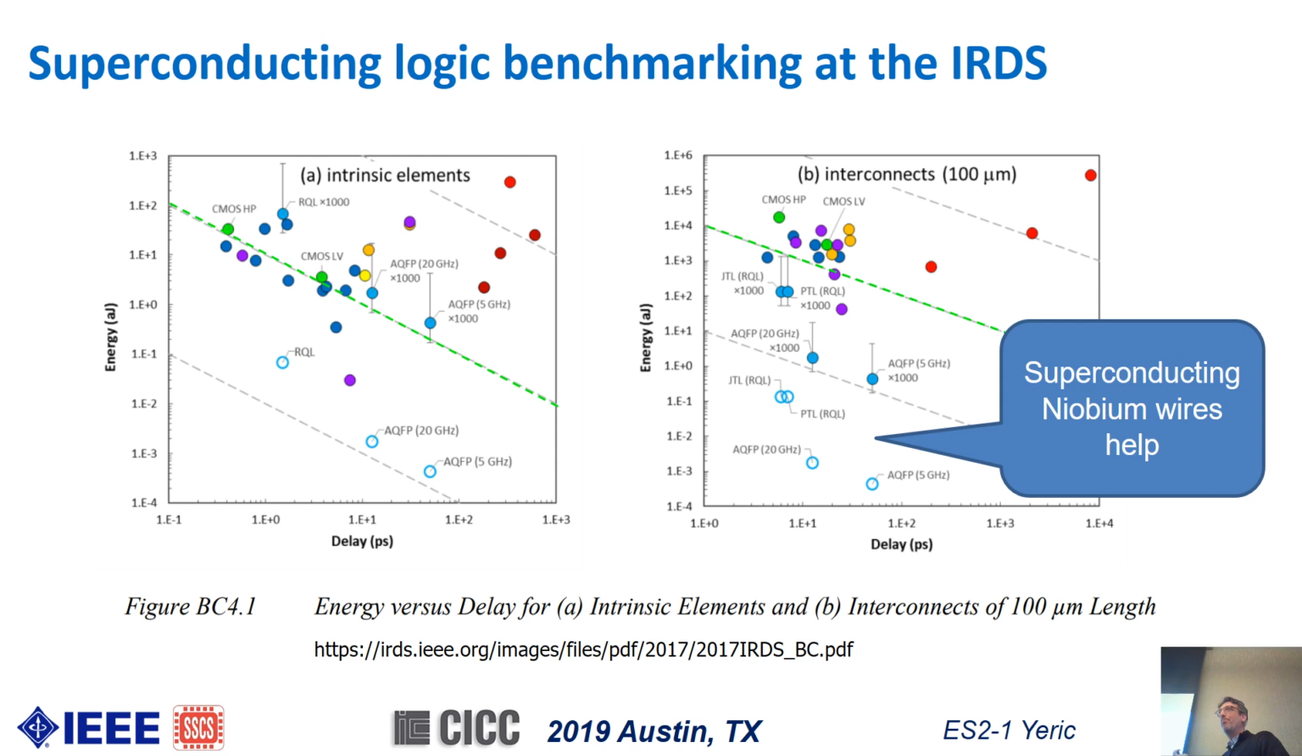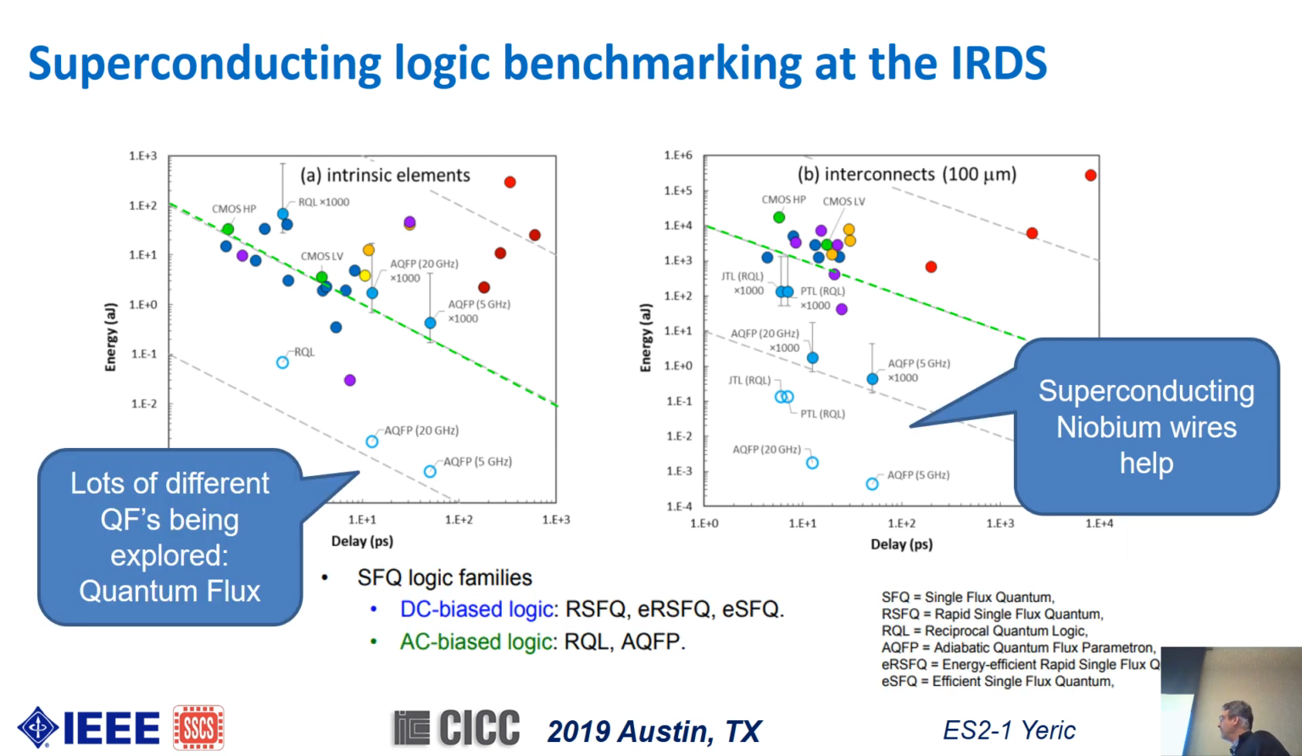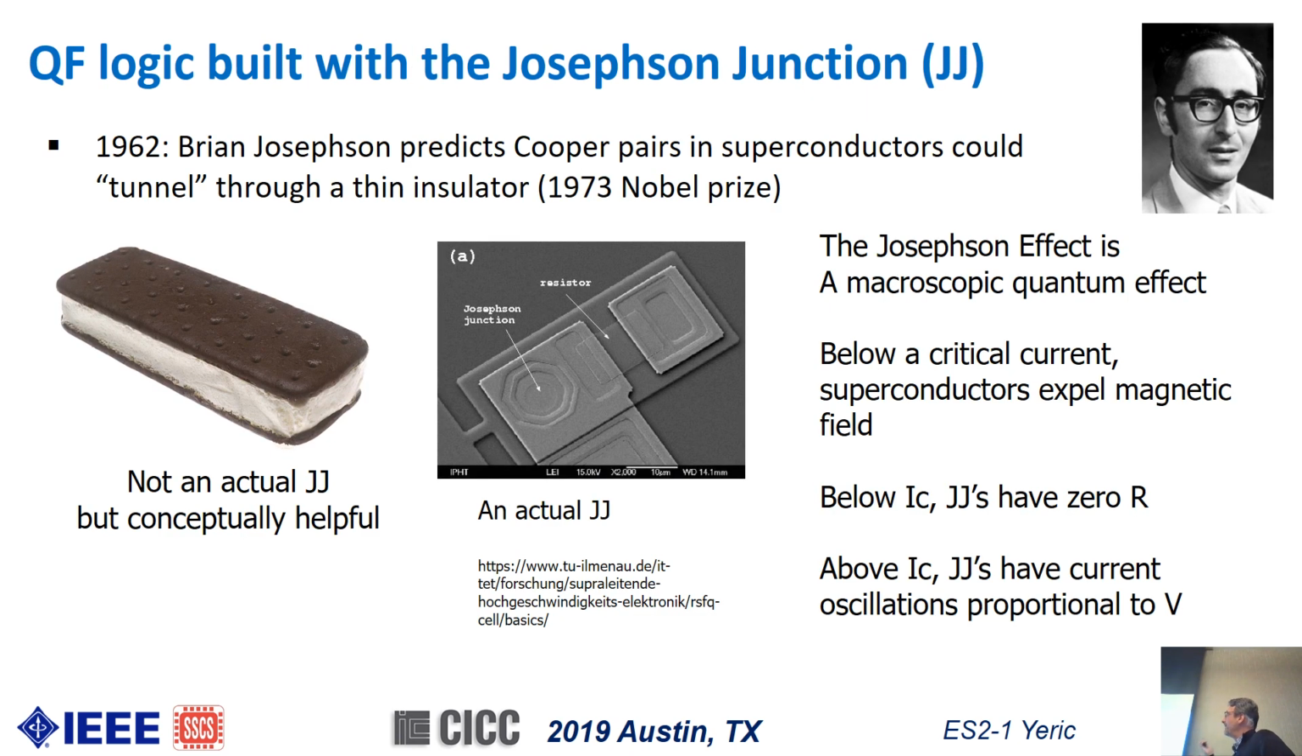And there are some bubbles on here that are separated, and all of them say QF. So the one thing that does look good from an energy delay perspective is this quantum flux, which is cryogenic computing. There's a lot of different kinds, but that's some of the lingo. But you're using this Josephson junction idea. It's supercooled, superconducting niobium wires.